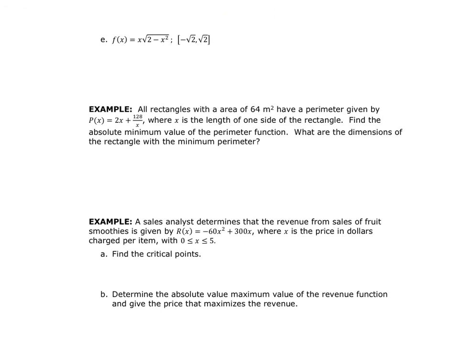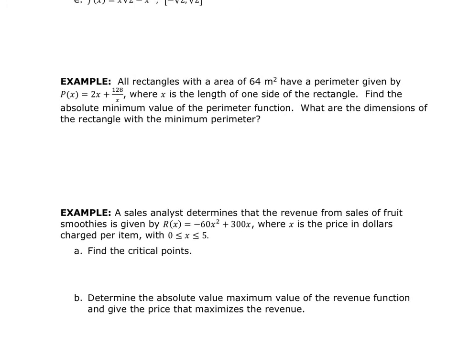Last part of this section is being able to apply this, because if we don't apply it, why are we doing this? The whole section, all of chapter 4, is about applying this stuff. So if you have a rectangle with area of 64 meters squared and the perimeter is given by this equation where x is the length of the side, find the absolute minimum value of the perimeter function and the dimensions of the rectangle. So what am I going to do to find the absolute minimum value?